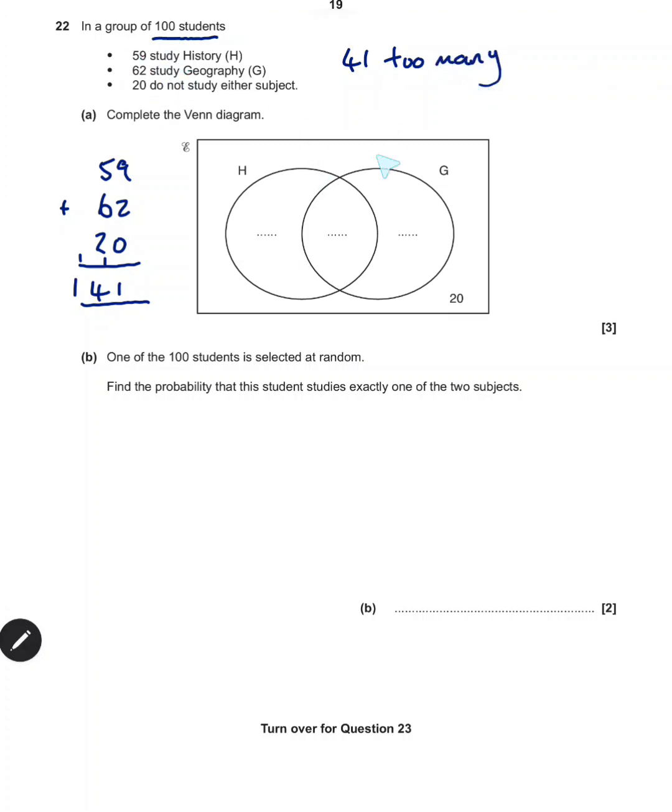If you've ever got too many students, then those extra students always go in the middle of your Venn diagram. They've been double counted, and that's why there's too many altogether. Now we can fill in the rest of the Venn diagram. It says 59 students study history. Well, this is my history circle. It needs to come to 59 altogether. 59, take away the 41 that we've already got. 59 take 41 is 18.